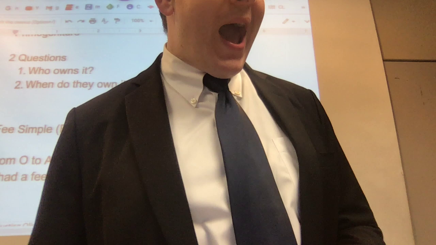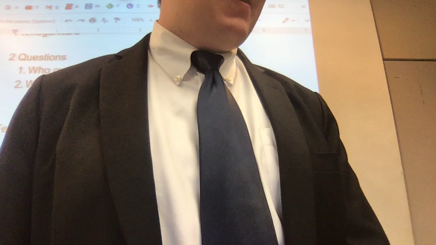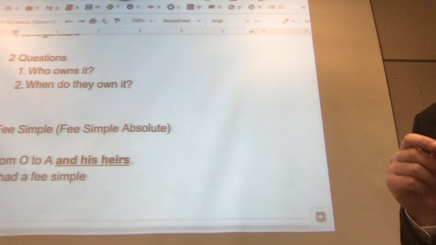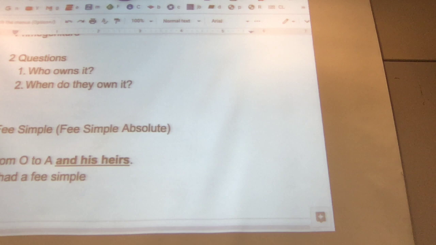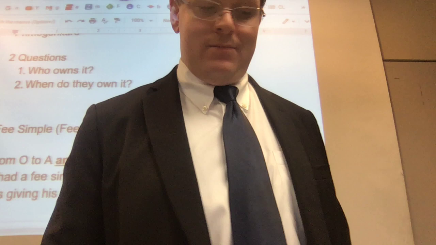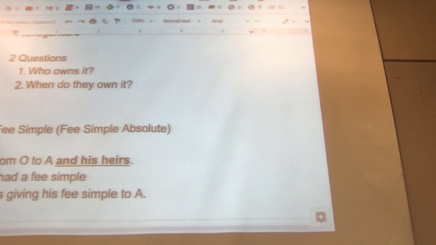We have this language, A and his heirs. This was, I think, Garrett's question a few minutes ago. When you see the language "and his heirs," that means fee simple. What this sentence means is that O is giving his fee simple to A. Now, it's not literally A and his heirs, because your heirs aren't determined until you die. You can choose your heirs whomever you wish. What this language means is that O had a fee simple, and O gives his fee simple to A.